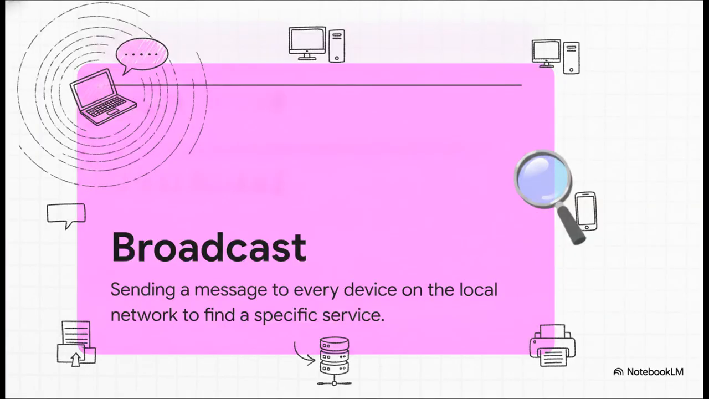It all kicks off with the discover step. See, your laptop doesn't have an IP address yet, so it can't communicate normally. Instead, it sends out what's called a broadcast message. Broadcasting is essentially sending a message to every single device on the local network. It's like your laptop walks into a crowded room and shouts, "Hey, is there a DHCP server in here?"